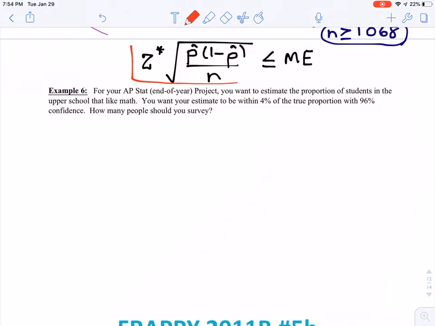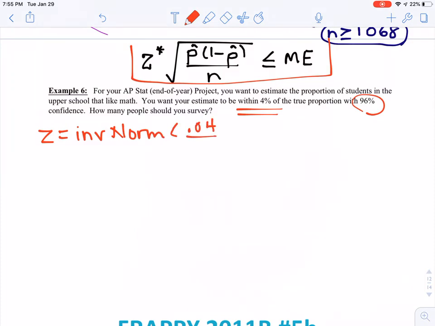So up here at the top, I've just got our general formula. It says for your AP Stat end of the year project, you want to estimate the proportion of students in the upper school that like math. You want your estimate to be within 4% of the true proportion with a, this is different, a 96% confidence interval. So let's real quick just calculate what that z-score critical value would look like for a 96% confidence interval. Okay, if we type that in, it looks like that's going to come out to be 2.05.